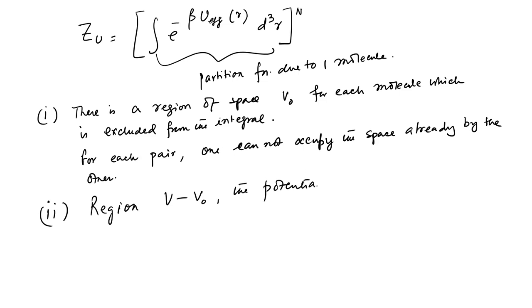That is, the U effective is smooth. It does not vary abruptly in this region, which is the difference between the volumes V minus V0, which means that your U effective can actually be replaced by the average value of U effective. Okay. So these are the implications coming out of writing the partition function in this particular fashion.